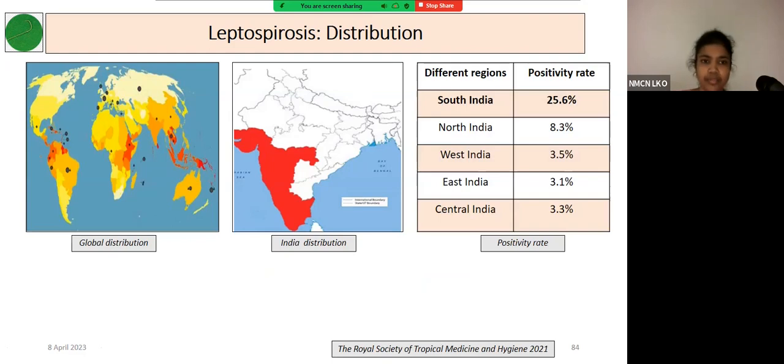This is the global map showing endemicity zones of leptospirosis, that is the red zone areas, with some outbreaks occurring other than these red zone areas in the world. In India, the leptospirosis case burden is maximum in the south and west regions, with the maximum positivity rate in South India, that is 25.6%.